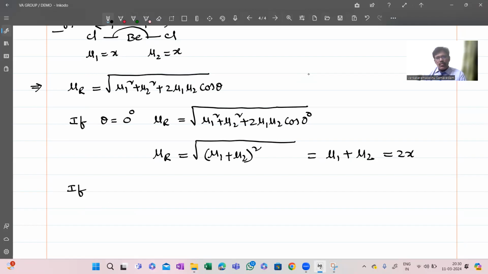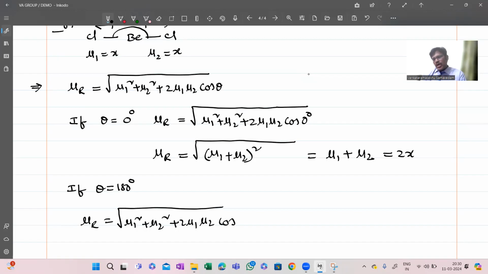If theta is 180 degrees, then what is mu resultant? Mu resultant is equal to mu1 square plus mu2 square plus 2 mu1 mu2 cos 180 degrees. Just now I said cos 0 is -1, that is wrong. Here cos 0 is 1. Here cos 180 degrees is -1. You will get the square root of mu1 minus mu2 whole square. Why? Because cos 180 degrees is -1.